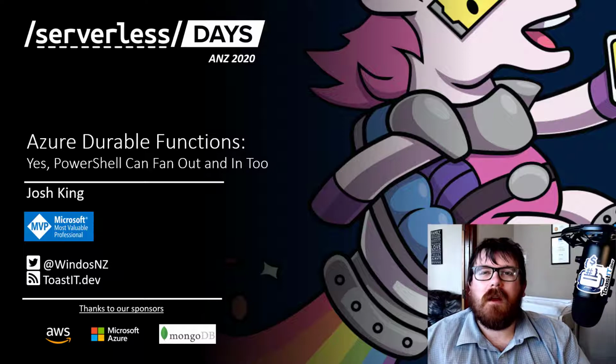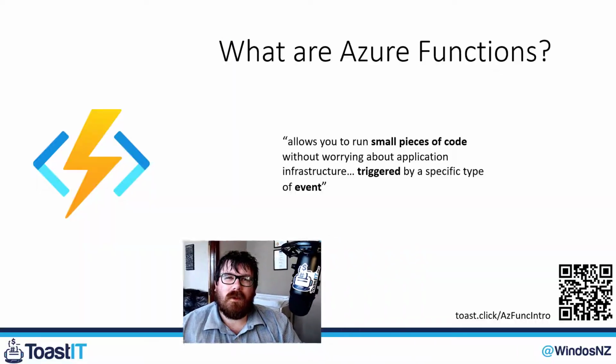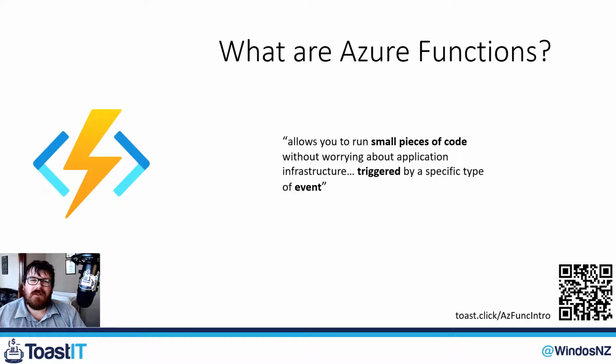I'm a sysadmin and a Microsoft MVP in the Cloud and Data Center Management Award category. So I've got a very ops-heavy background, and that's the lens through which I approach all things serverless and DevOps. Today I'm going to be talking about Azure Durable Functions, and how I'm able to leverage my automation tool of choice, PowerShell, within them. So I'll start by answering the question, what are Azure Functions?